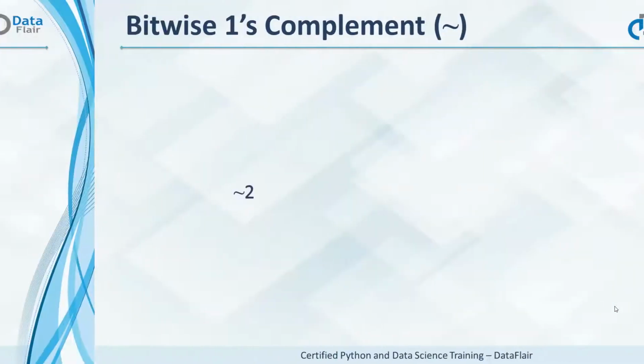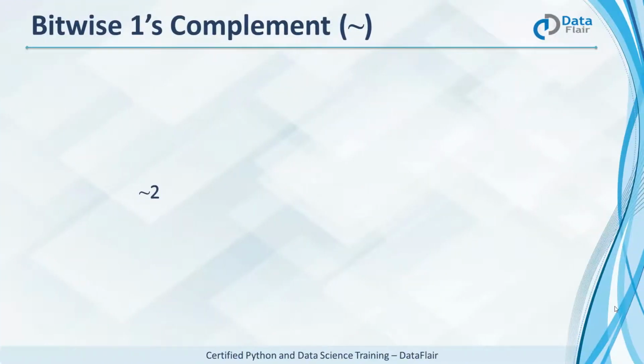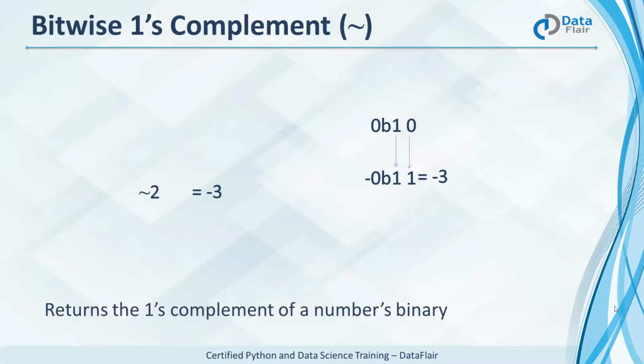Time to talk about the unary operators. 1's complement of 2. The binary for this is 10. We begin with the rightmost digit. 0 becomes 1. And now since we've reached a 0 by now, everything else follows as it is. This gives us minus 0b11. Pay attention to the minus. This is the binary for minus 3. Summing up, the bitwise 1's complement returns the 1's complement of a number's binary.